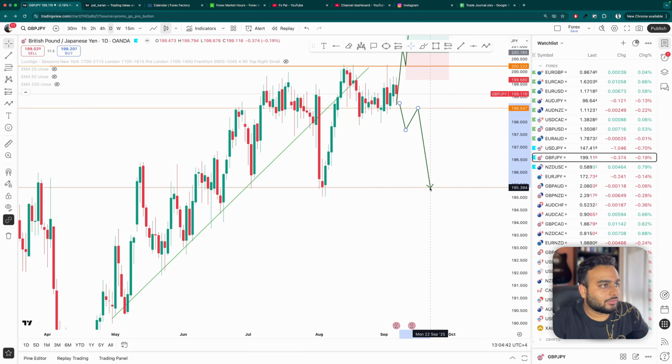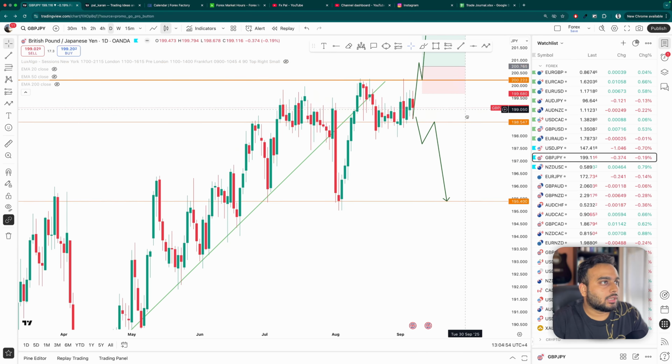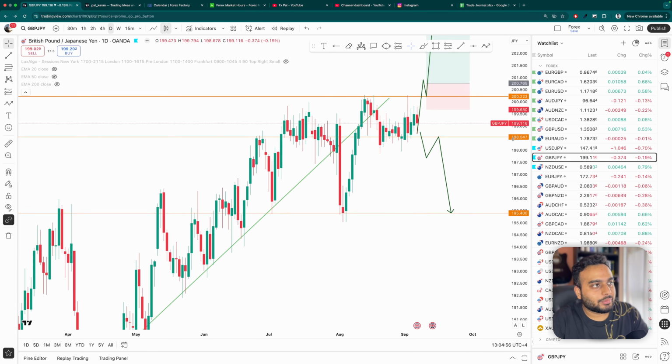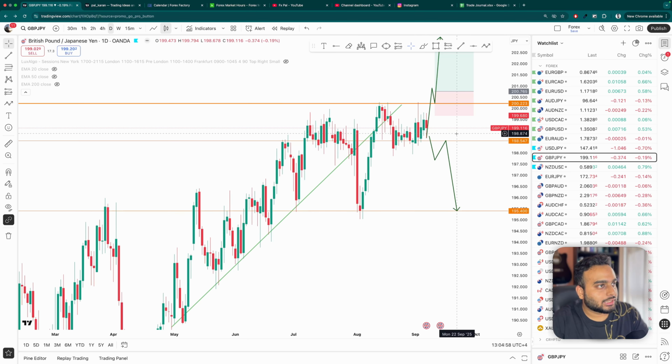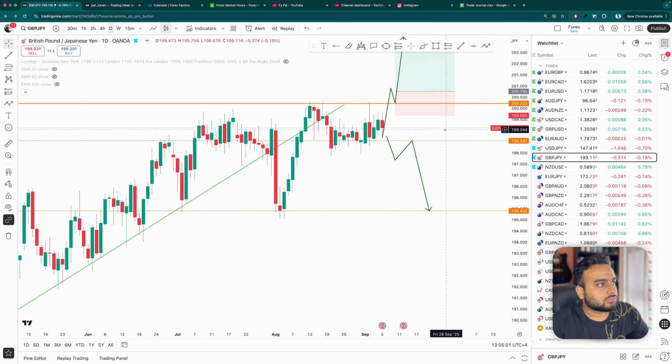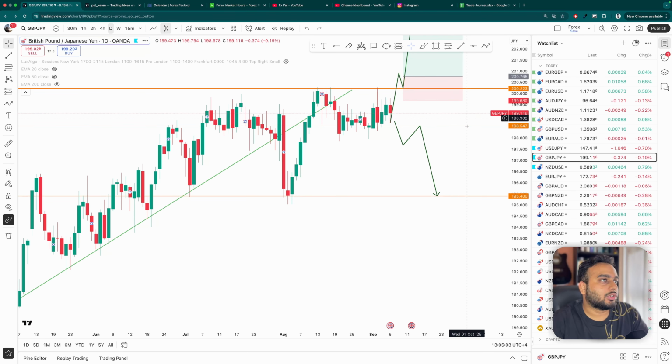The first target will be around this area, but I'm not so much interested in this because these are daily candles. And this is a consolidation area, so of course it's going to take a lot of time. And even after the NFP, there is no breakout. Nothing has happened. I don't know if it's going to happen very soon.